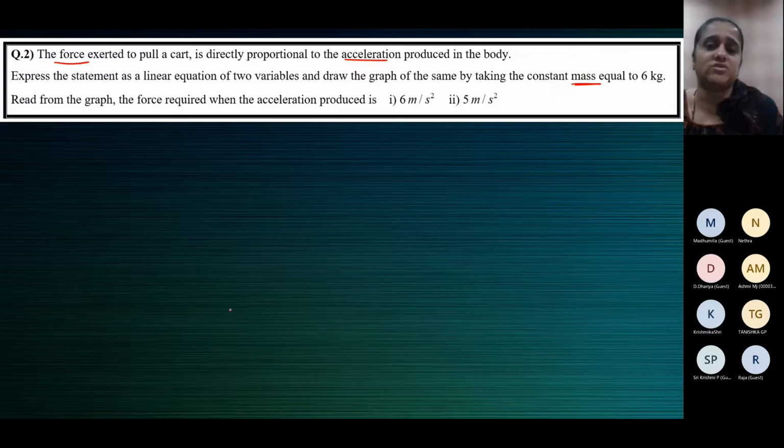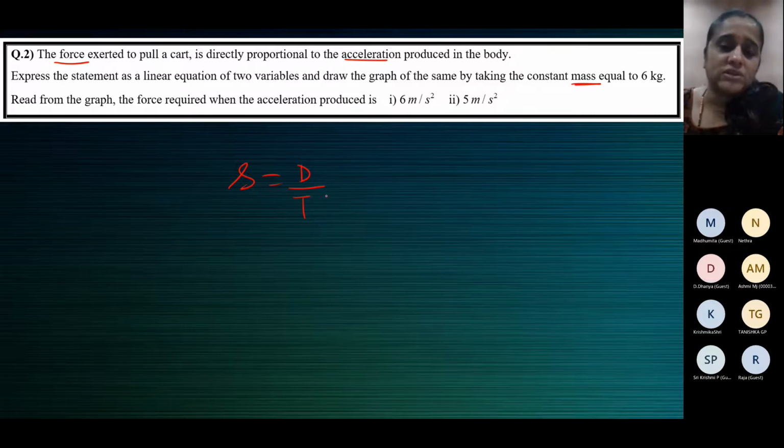Supposing the question involved speed, distance, and time, then you will use the formula speed is equal to distance by time. You will use this formula to construct the equation. Suppose the information given was about speed, distance, and time, then you will use this formula and construct the equation.